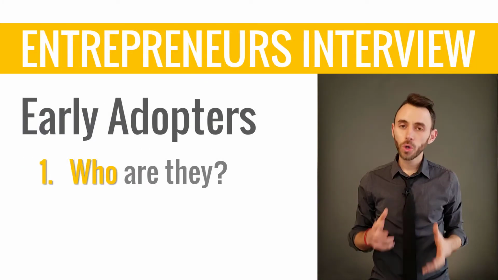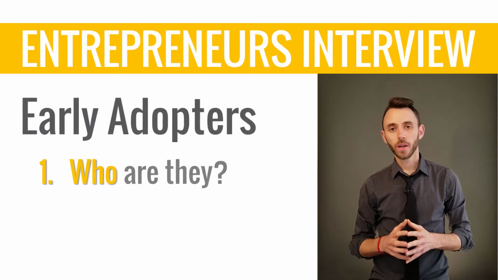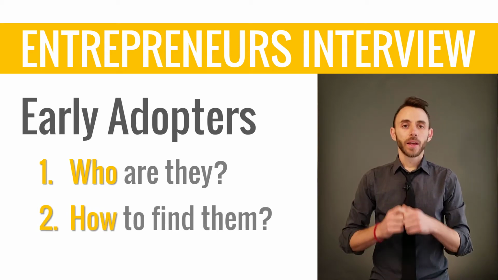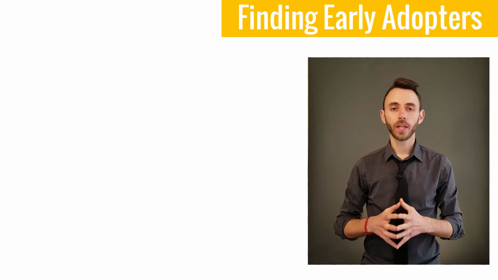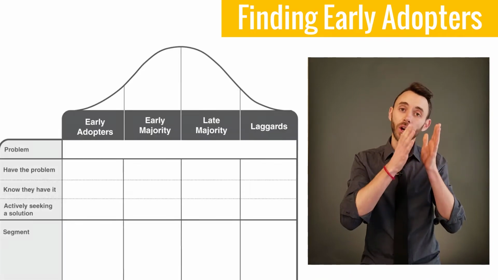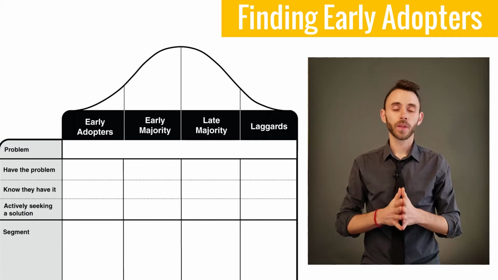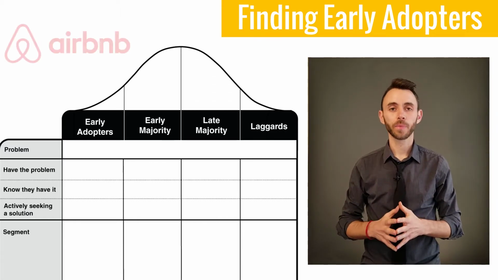So we talked about who early adopters are. Now let's talk about how to find them. Now, when I'm teaching people how to find their early adopters, I like to contrast the early adopters with the early majority, late majority, and laggards. And I usually do that with a case study.